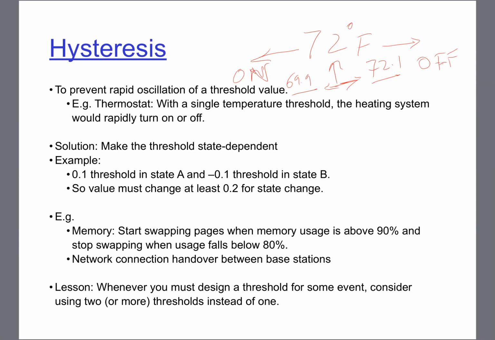So instead, hysteresis says that you want two thresholds, right? When we are setting a temperature of 72, we are really saying we're going to set two thresholds. Let's say, I'm just making this up, 69 and... okay. Yeah, you're right, I'm talking out of my head right now. So let me do this again.